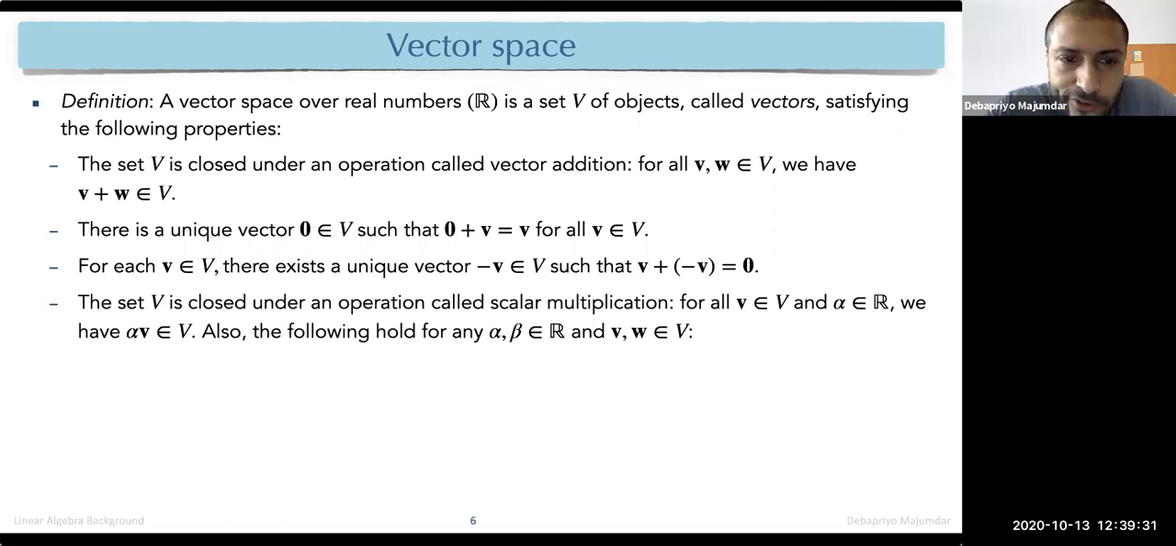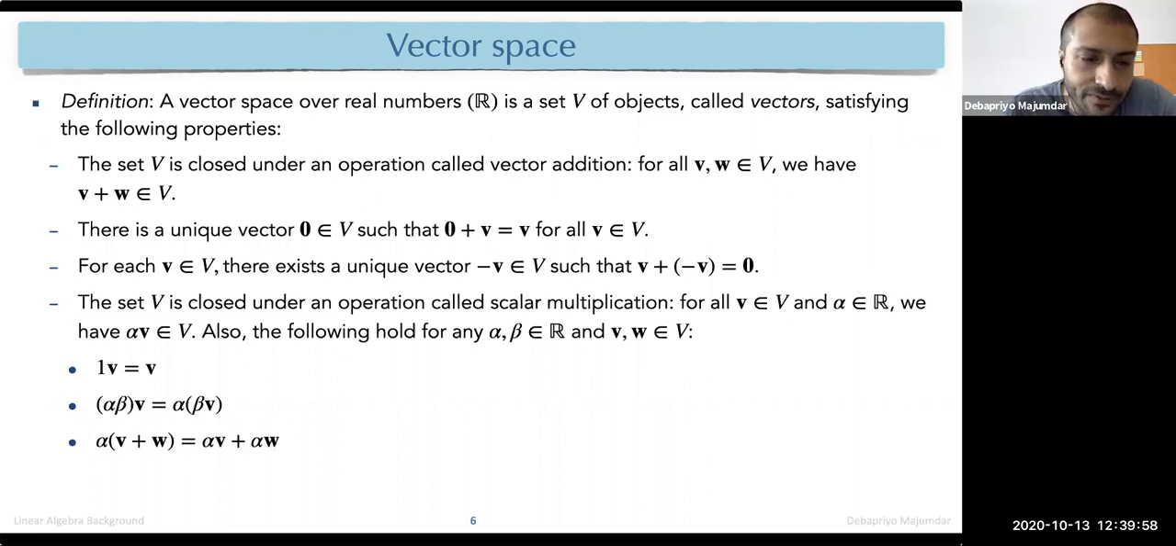And the set is also closed under an operation called scalar multiplication. That means you can multiply the vector with a real number. If you multiply it with an alpha, you will get alpha v, and alpha v will also be a part of the same vector space, right? And the following properties will be satisfied: 1 times v is v, and associativity is satisfied for both operations. So this is the definition of a vector space. I hope everybody remembers this.